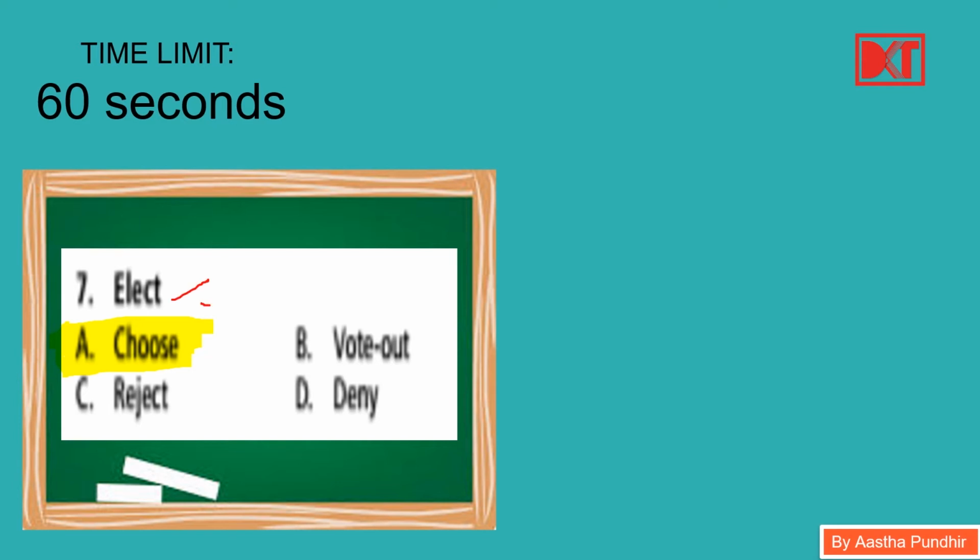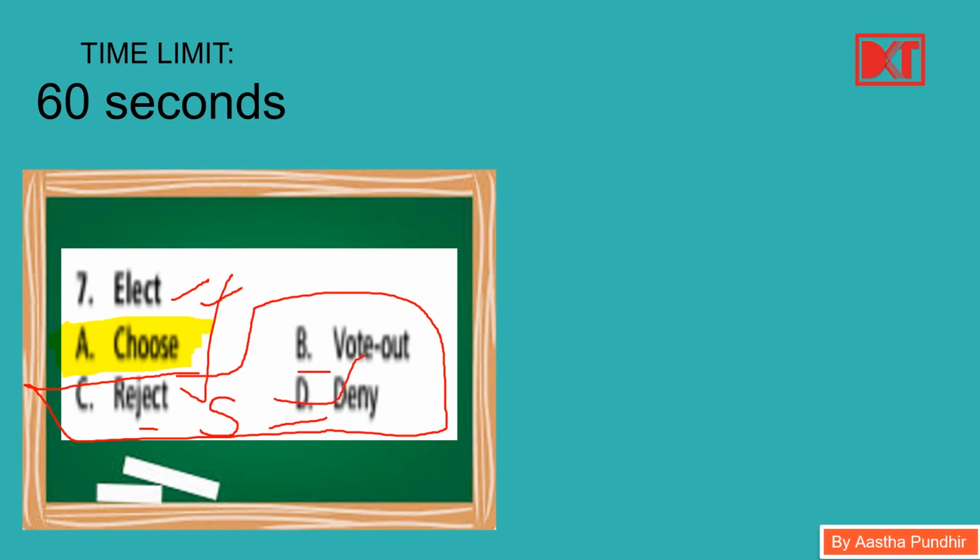We choose our representatives. Then the other options, vote out, reject and deny. These could be the antonyms of elect and choose and the synonyms of each other, which means saying no to something or someone. Vote out, elect ka direct opposite hua. Okay, when you elect someone and then you vote out someone. Right, reject and deny. All right.